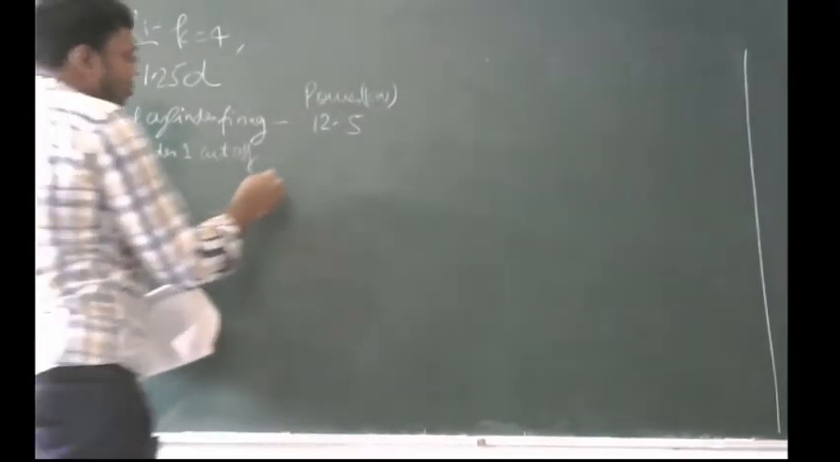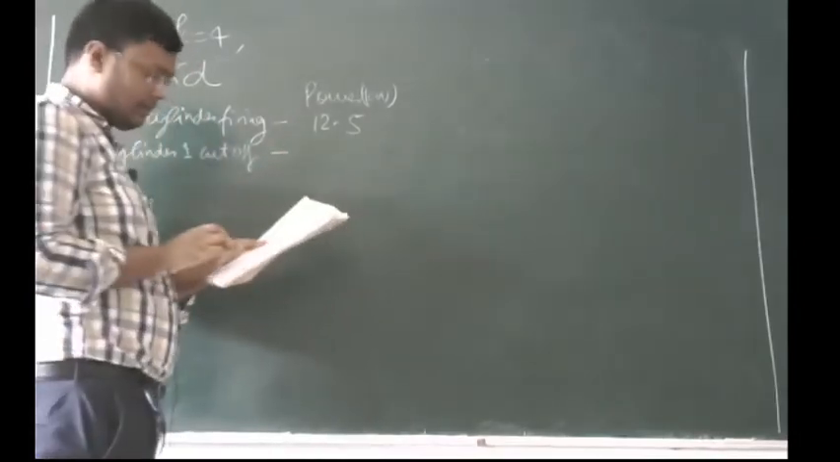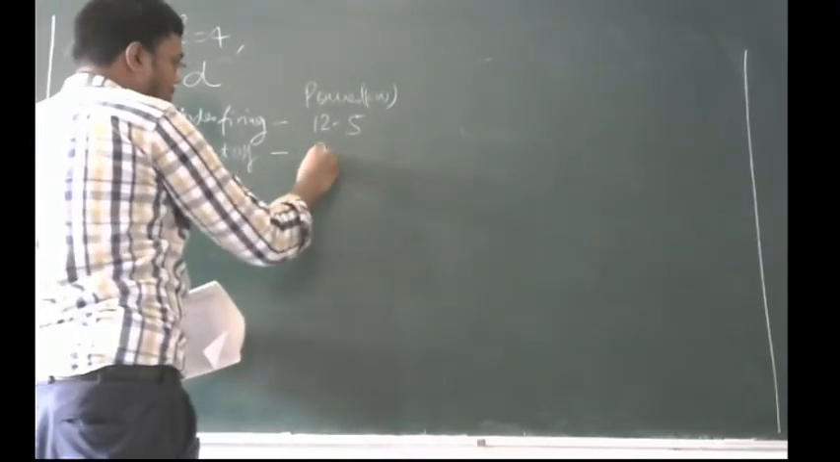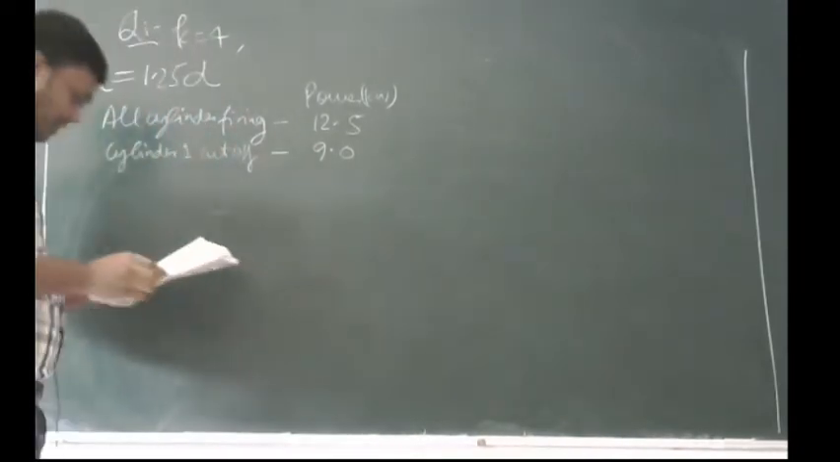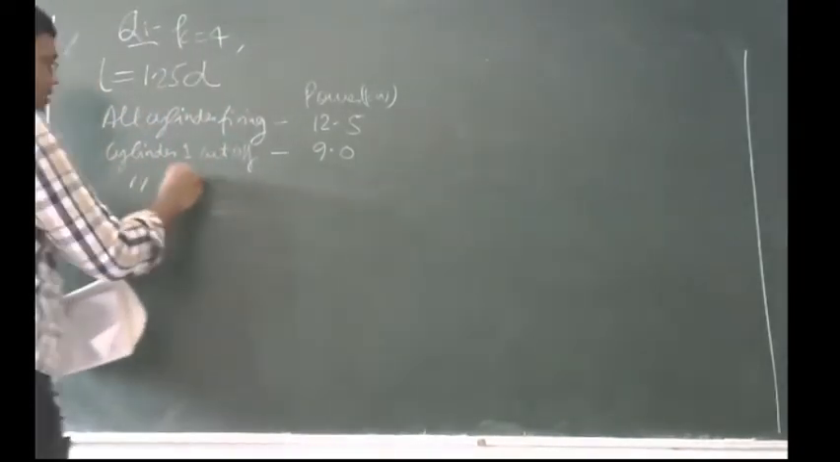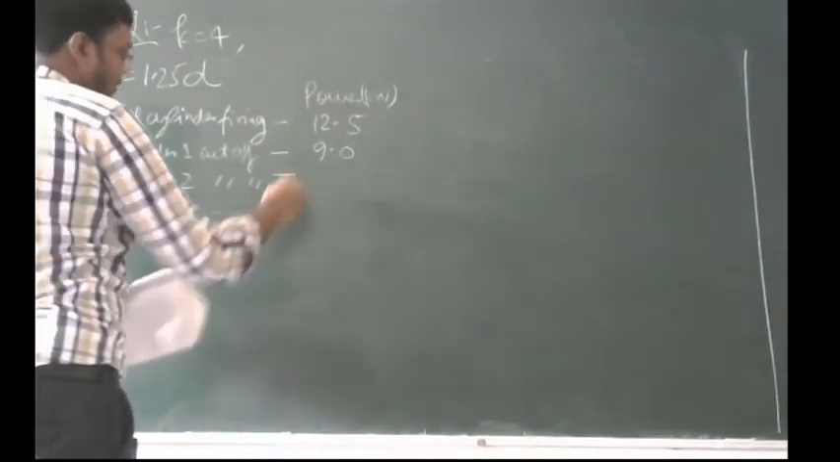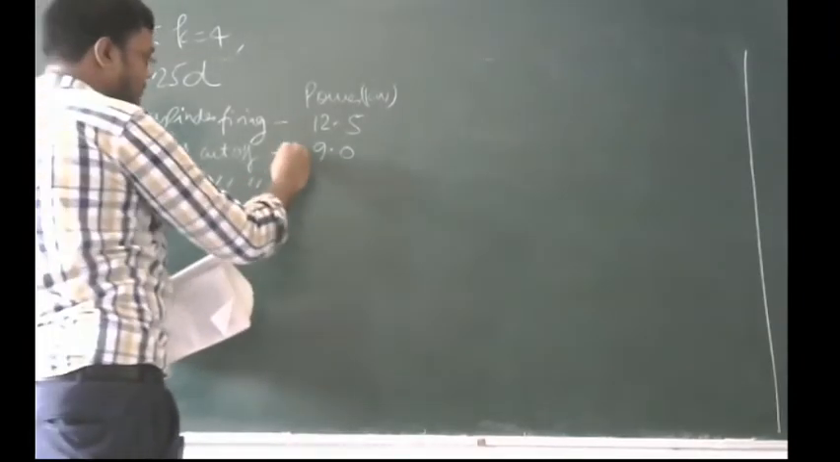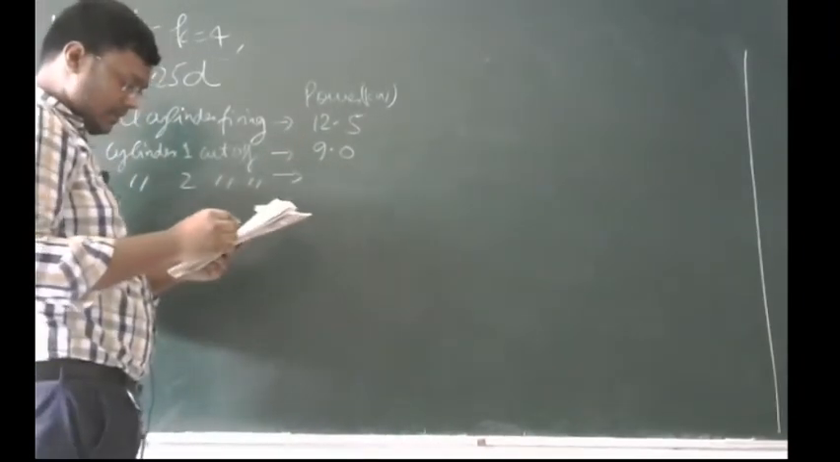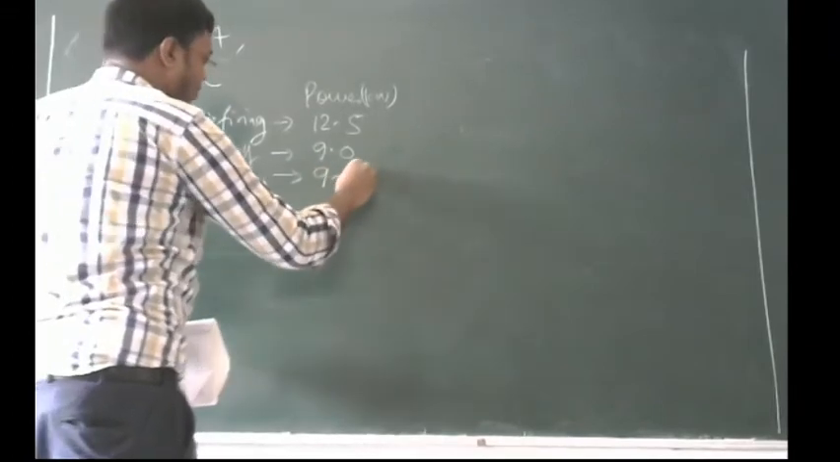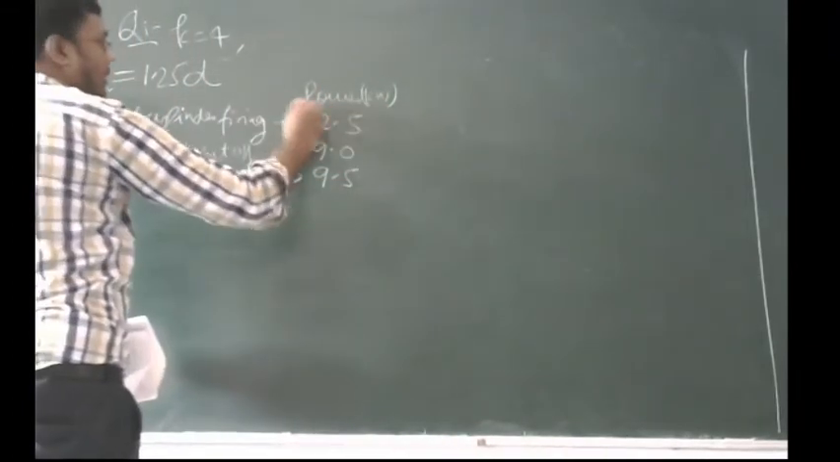Okay. So when cylinder 1 is cut off, we get the power 9.0. Cylinder 2 cut off, similarly, then we get the power equal to 9.5 kilowatt. All powers are in kilowatt. It is written here.